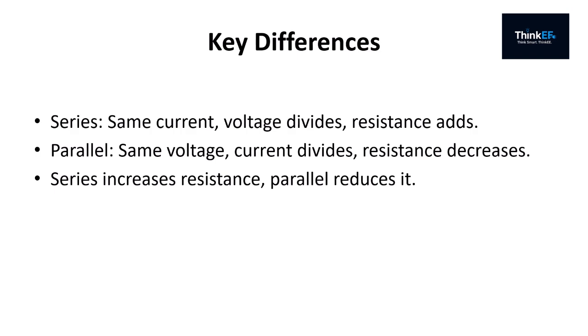As a real-world example, series circuits are used in devices where the same current must flow, like voltage dividers or some battery packs. Parallel circuits are found in household wiring and electronic systems where reliability and constant voltage are essential.